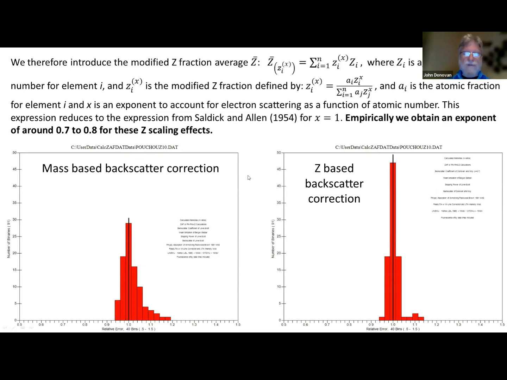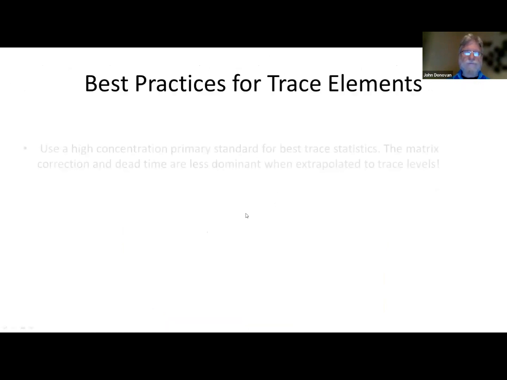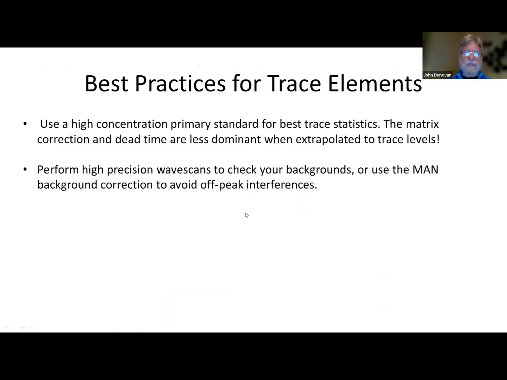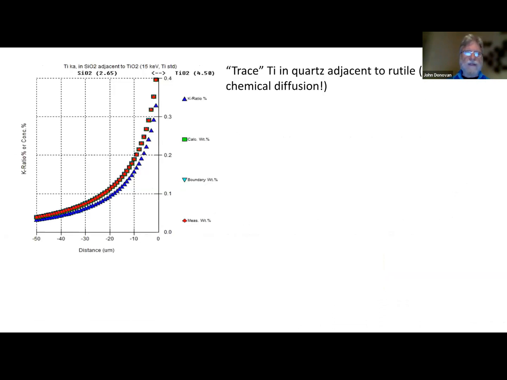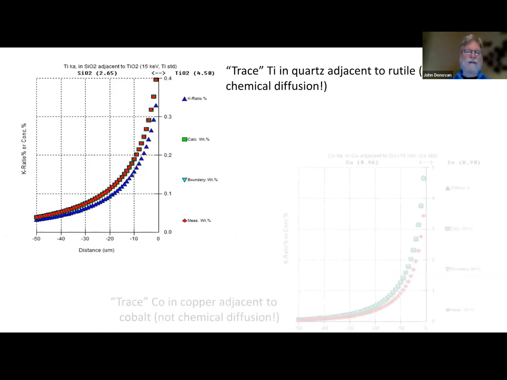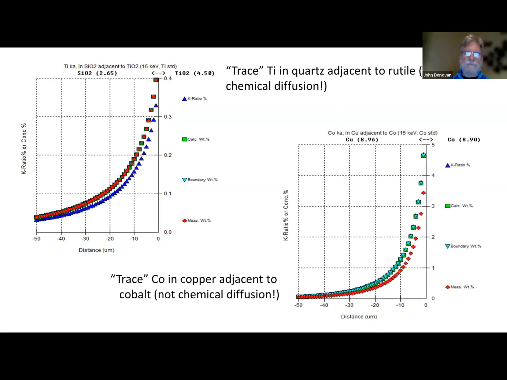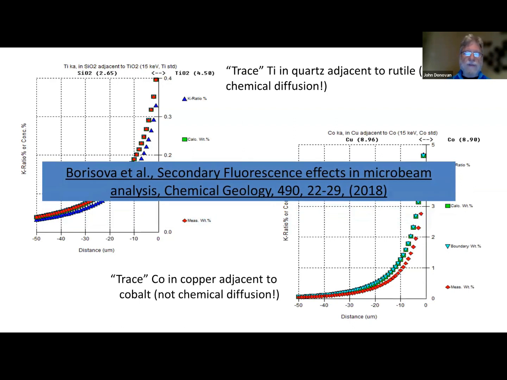And so here you can see the improvement by using a Z-based backscatter correction. So that's another thing we should do. So again, we need to look at these statistics for trace elements. And then this is just a plot of some of the models from this standard program. I don't know if I'll have time to show that, but this is all discussed in this 2018 paper.